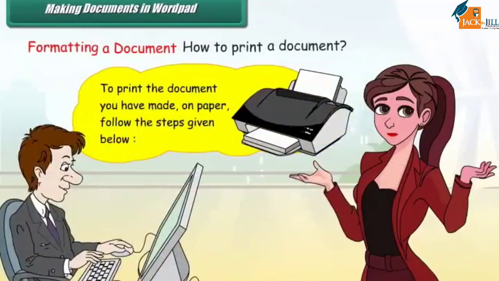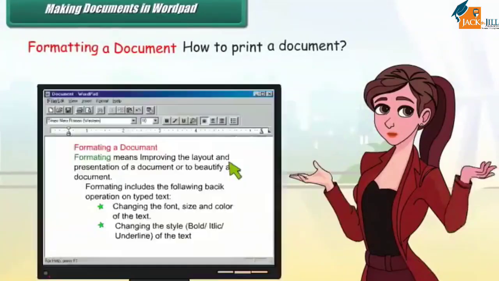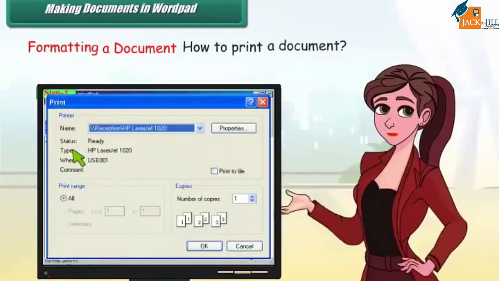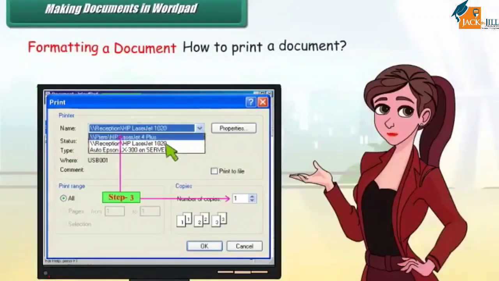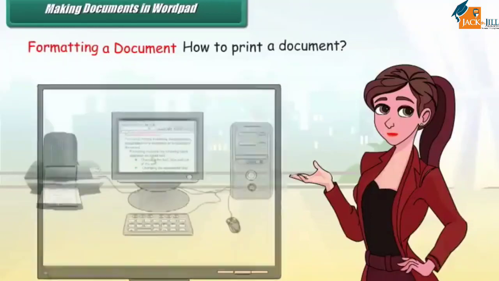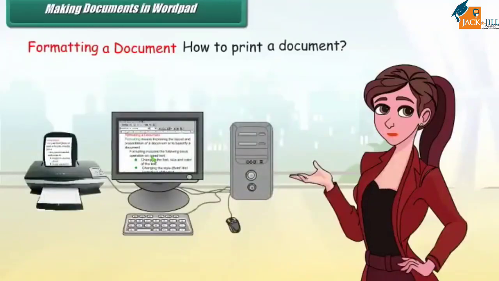How to print a document. To print the document you have made on paper, follow the steps given below. Step 1. Click on the File menu. Step 2. Click on the Print option. Step 3. In the Print dialog box, select the printer name and number of copies to be printed. Step 4. Click on OK. You can quickly print the entire document by clicking on the print icon.